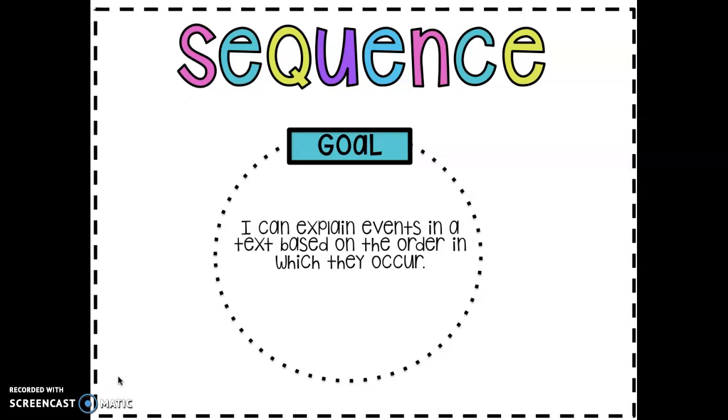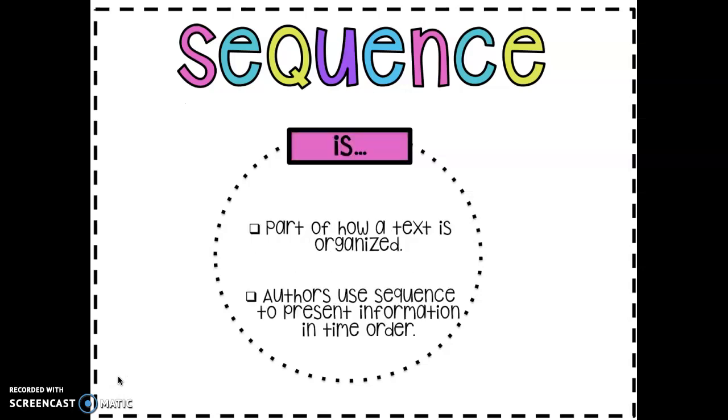So your goal for this week is going to be to explain events in a text based on the order in which they occur. So you're basically going to be putting the events, from where it all began, into a timeline. And you're going to be putting them in the order that they happened. So we talked about this last week. Sequence is a text structure and it helps tell the text in an organized fashion.